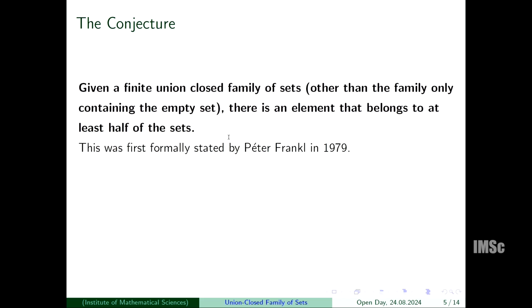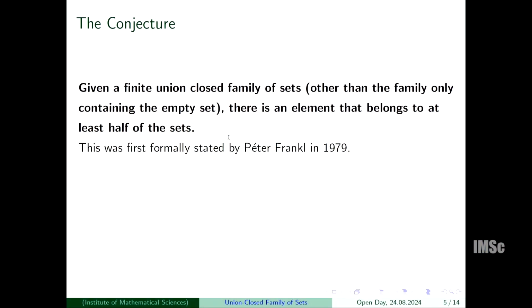So now finally we can state the conjecture. A conjecture is just a guess. We don't know if it's true, we don't know if it's false. So the conjecture is that given a finite union closed family of sets, other than the family containing only the empty set, so you don't consider the family containing only the empty set, there should be an element that belongs to at least half of the sets. This was first formally stated by the mathematician Peter Frankl in 1979. So it's been decades and we still don't know whether this statement is true or not.